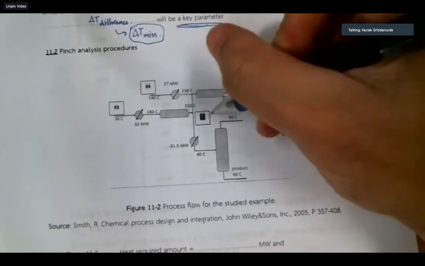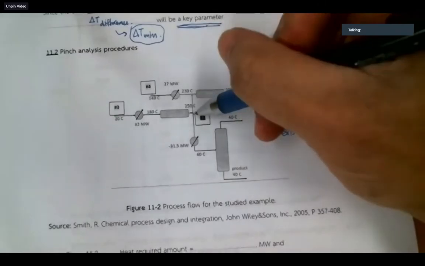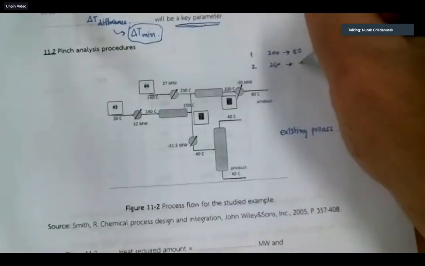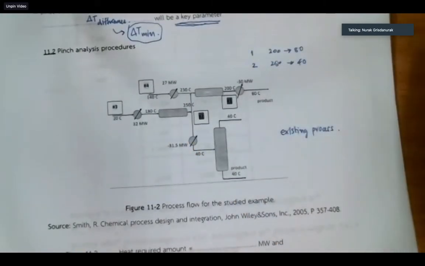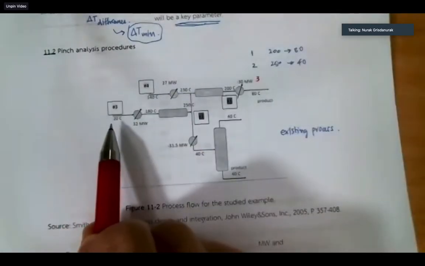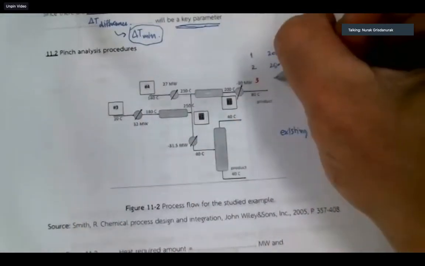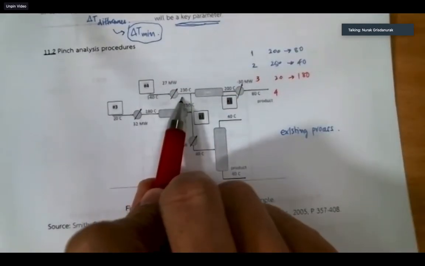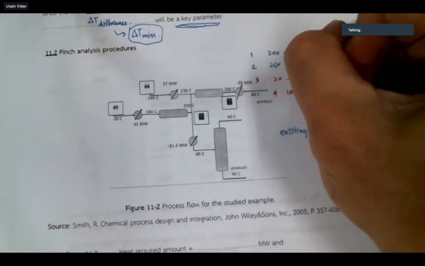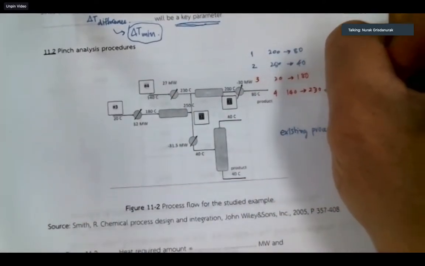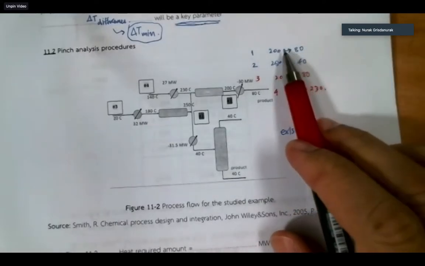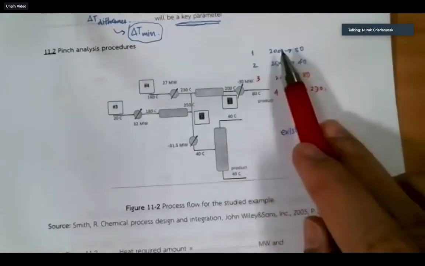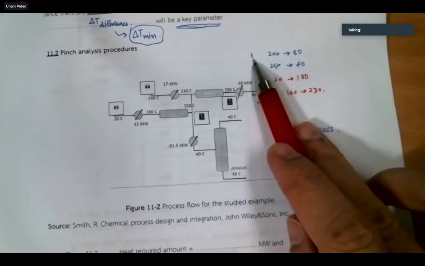Stream number 2, what is it? 250 to 40. Next, stream number 3, from 20 to 180, right? From 20 to 180. Stream number 4, 140 to 230. So what you know now is the temperature change for each stream.